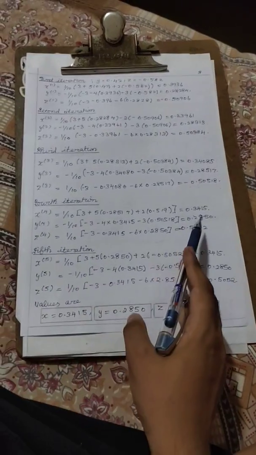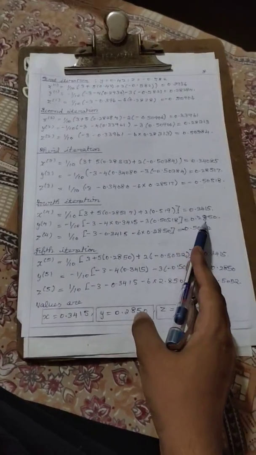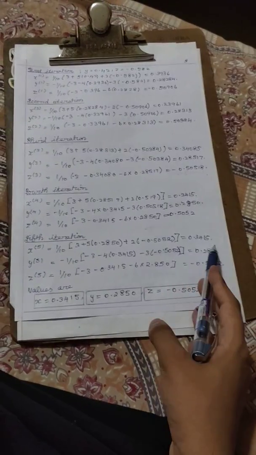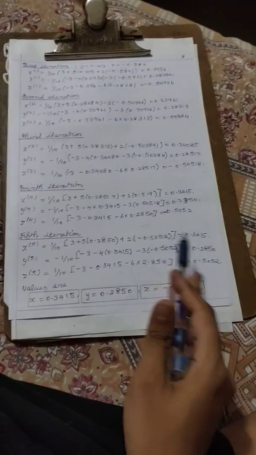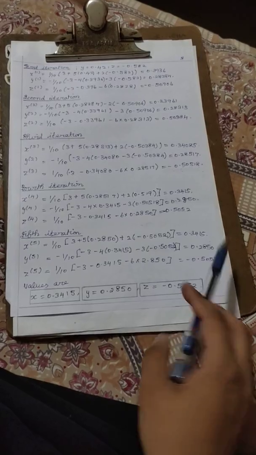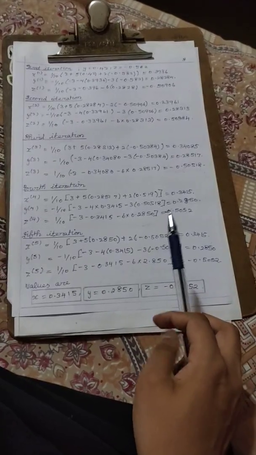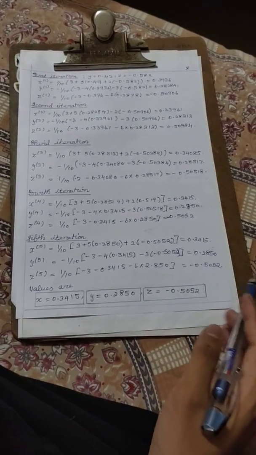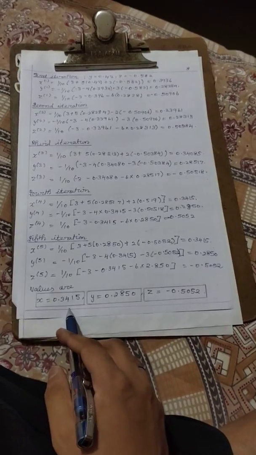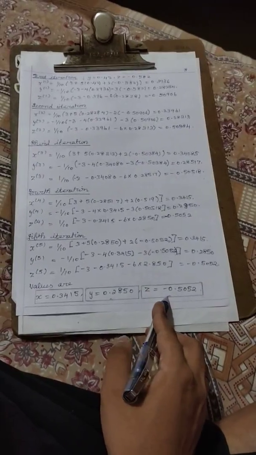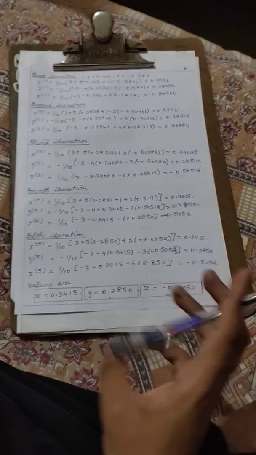In the fifth iteration I substitute the y and z values obtained in the fourth iteration, and I get 0.3415, 0.2850 and minus 0.5052. As we compare the values of the fourth and fifth iterations, the values are the same and precise. So we can come to the conclusion that x is equal to 0.3415, y is equal to 0.2850 and z is equal to minus 0.5052.